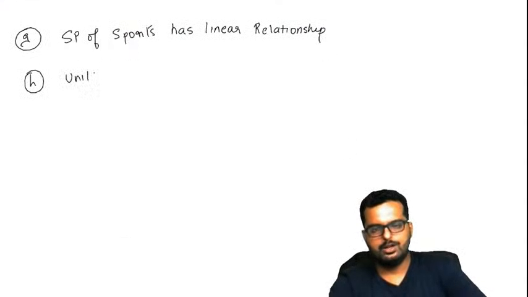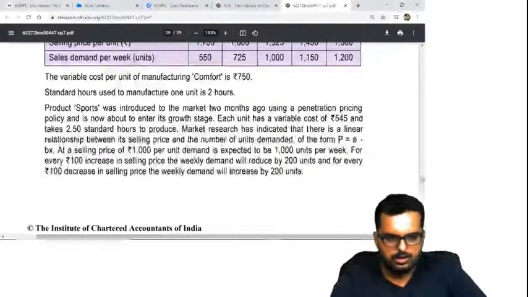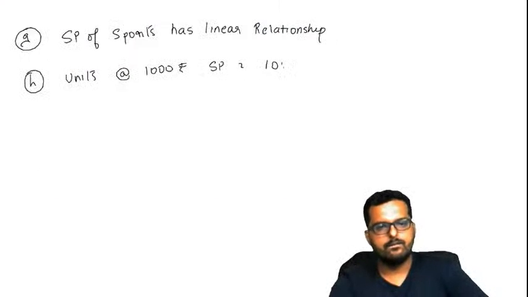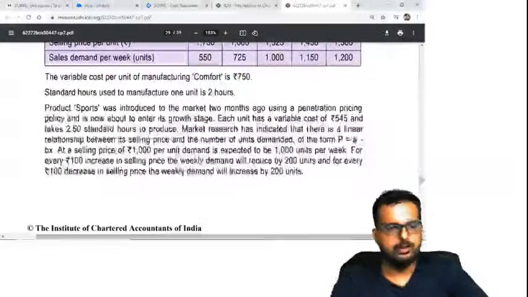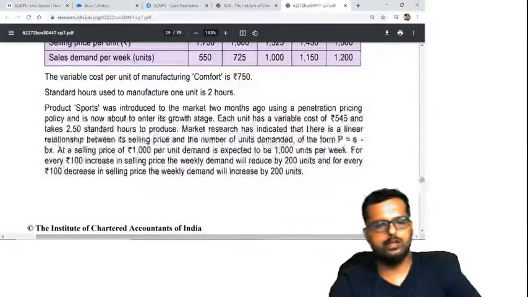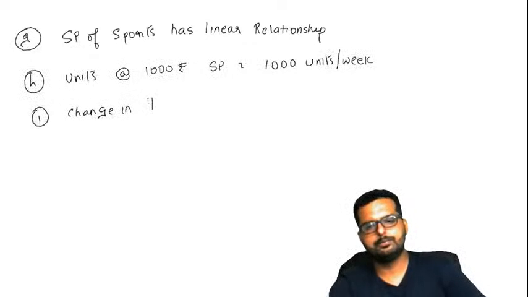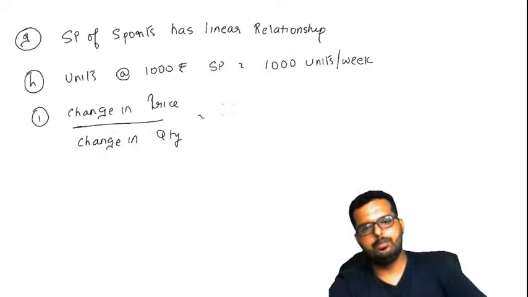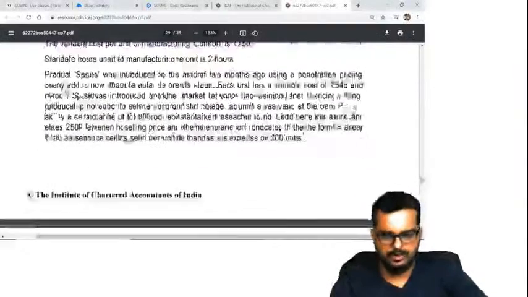Okay, units at 1000 rupees selling price, that is 1000 units per week. For every 100 rupees increase in the selling price, the demand will reduce by 200 units, and for every 100 decrease it will go up. So change in price divided by change in quantity. What is the change in price that they have told over there? That will be 100 by 200. Am I right?